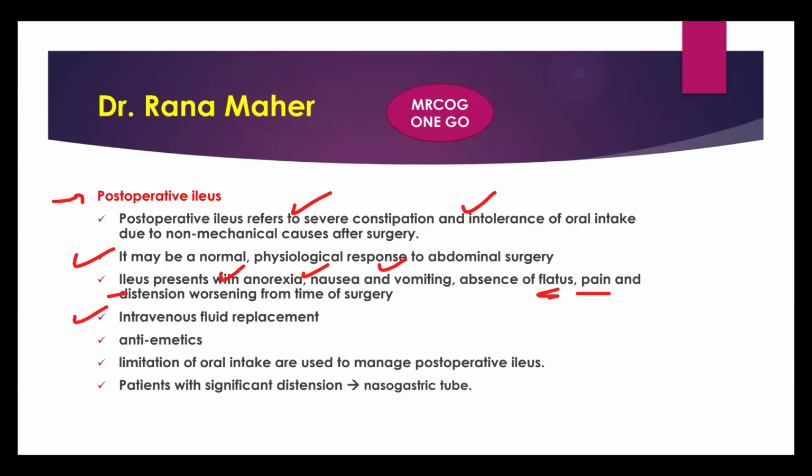Intravenous fluid replacement should be given. Antiemetics should be given. Limitation of the opiates, right? Try to avoid the opiates, give another painkiller. Limitation of oral intake is used to manage the post-operative ileus as well. Give antiemetics, give IV fluids till this bowel starts to move. In a patient with significant distension, we might need a nasogastric tube as well, right? And don't forget the electrolyte disturbance.